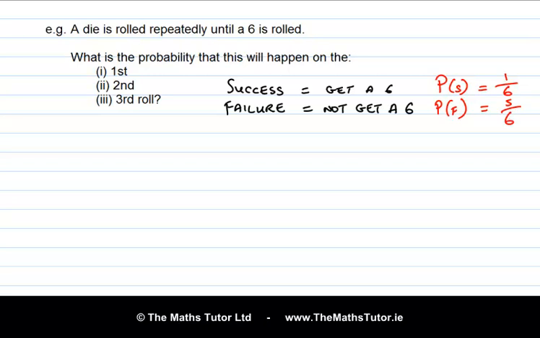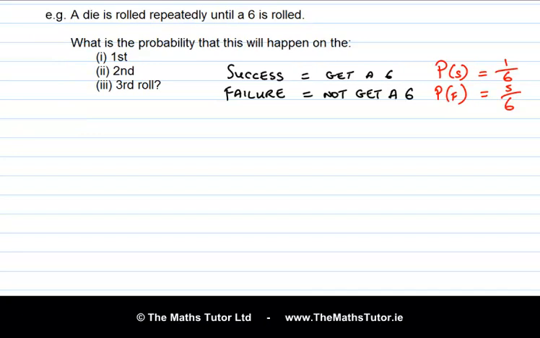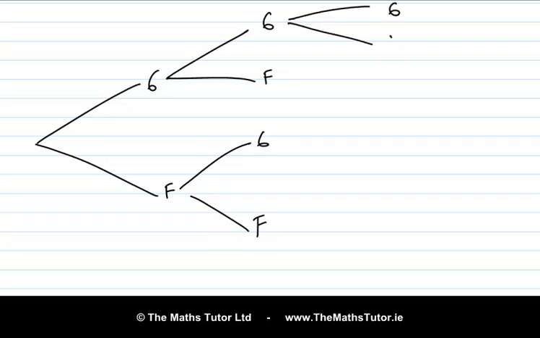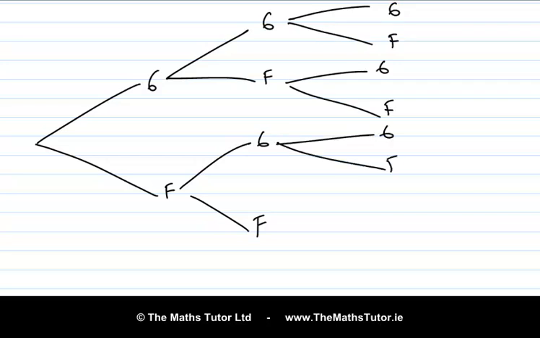So let's explore this scenario using a tree diagram. In the first trial we could have a 6 or we could have failure. Second trial we could have a 6 or failure. Third trial, a 6 or failure. 6 or failure. And so on.